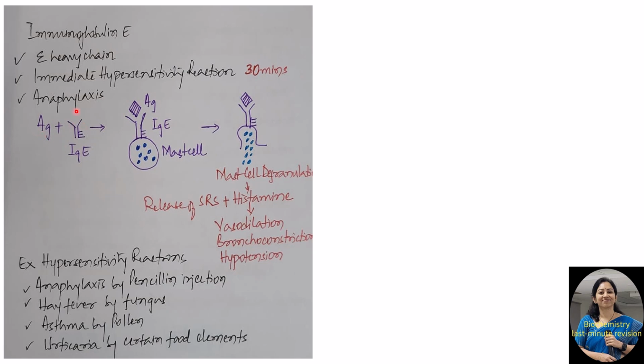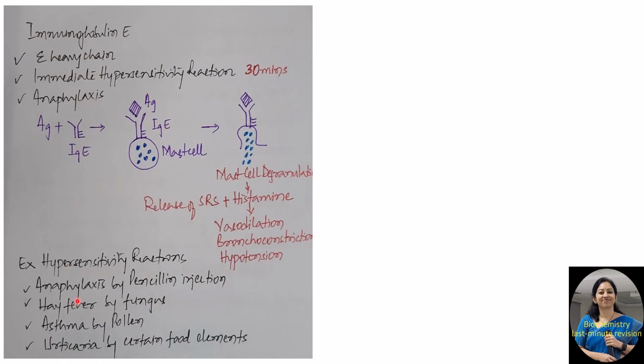this will go and fix to the FAB portion of immunoglobulin E. Now, the Fc portion of this immunoglobulin E will fix on the mast cell and cause degranulation of the mast cell. Now, this mast cell contains slow reacting substance of anaphylaxis, and it also contains histamine, and these two together bring about massive vasodilatation, bronchoconstriction, and hypotension. This reaction is known as hypersensitive reaction, and this reaction occurs within 30 minutes of encounter with the antigen.